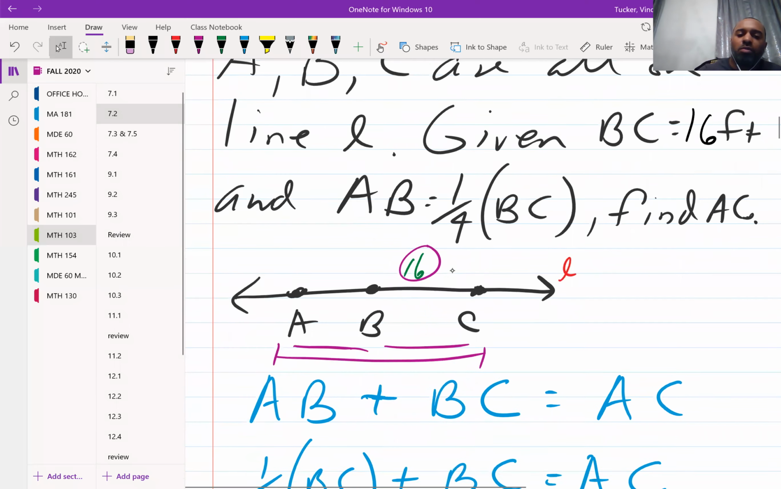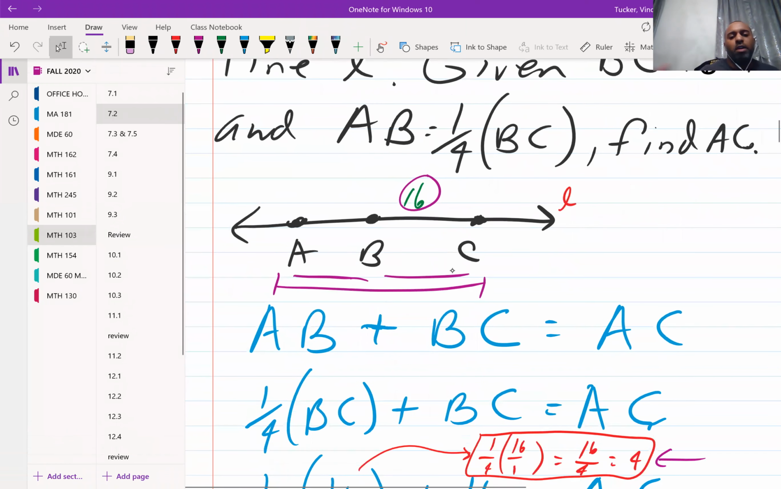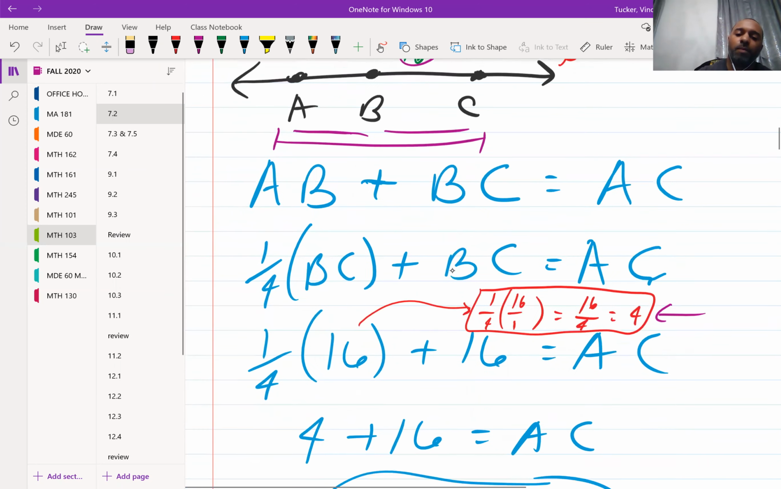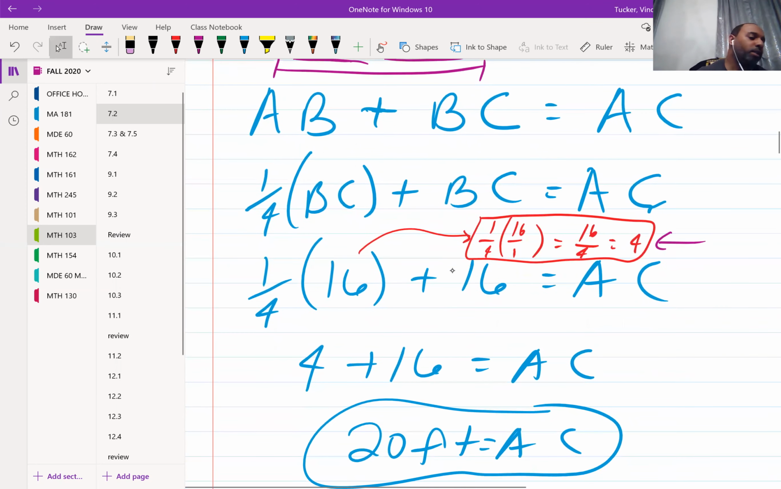All right, so plug in the pieces. We know that AB is equal to 1/4 of BC. BC is 16, then 1/4 of 16 is 4. So we see right here in the red, I did the work, 1/4 times 16/1, which is 16/4, which is 4. So it means AC is 20.